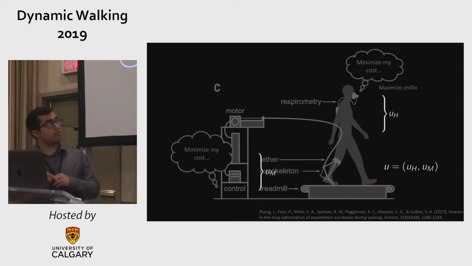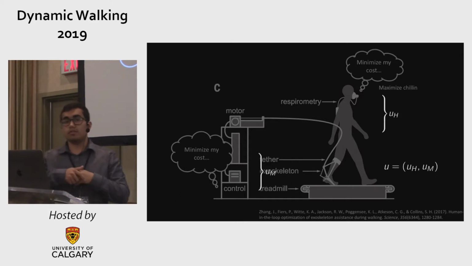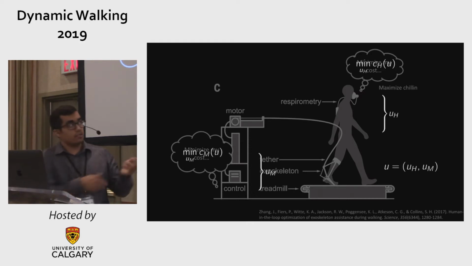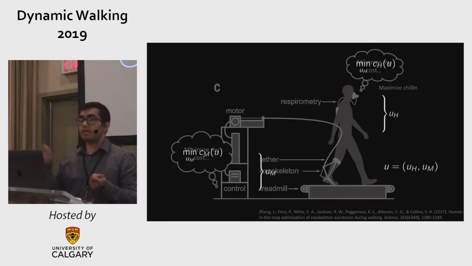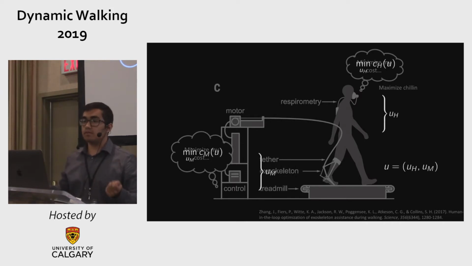And just to quickly go over some notation, we're going to assume the policy and actions of the human to be u_H, and the policy of the machine to be u_M. And the joint action space is U. And each agent here is minimizing their own cost function with respect to their own choice variable. And the key distinction here is that the cost function is a function of both the actions of the human and the machine.